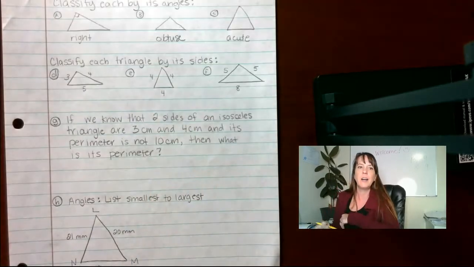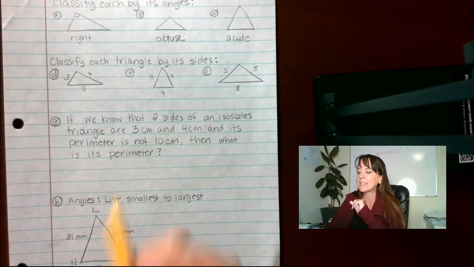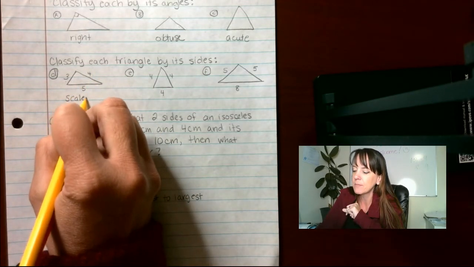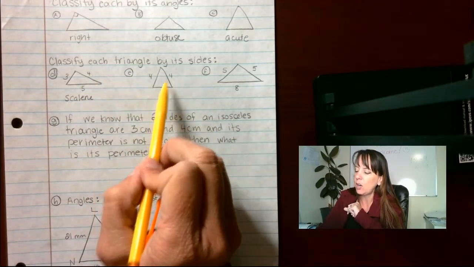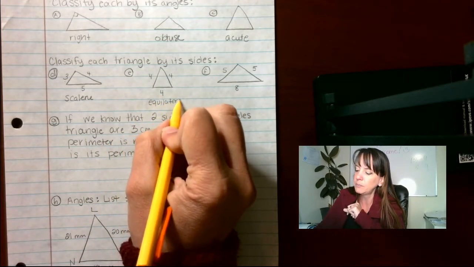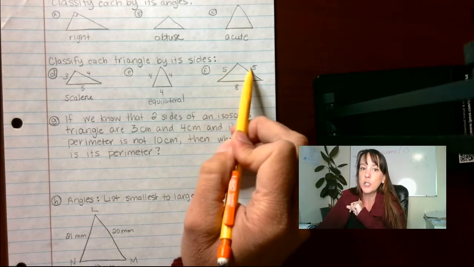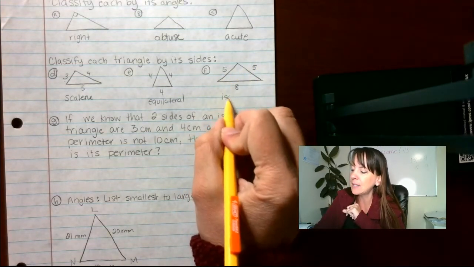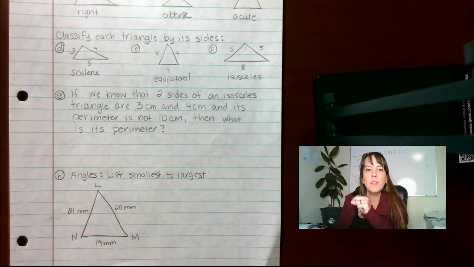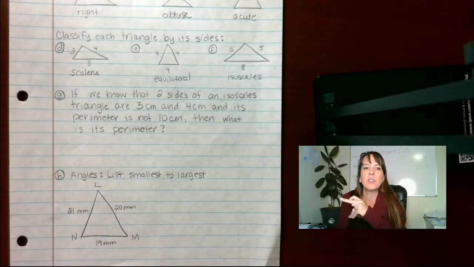All right, so classify each triangle by its sides. None of these match, so this is scalene. These all match, so that one is equilateral. This one, only 2 match, so it is isosceles.